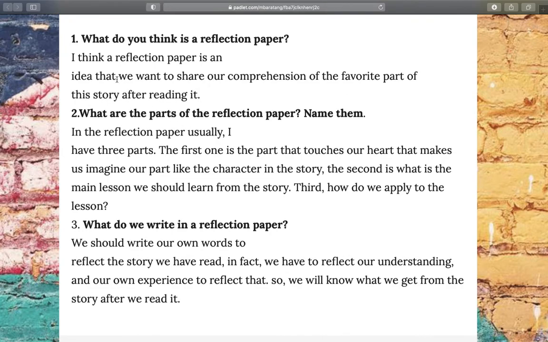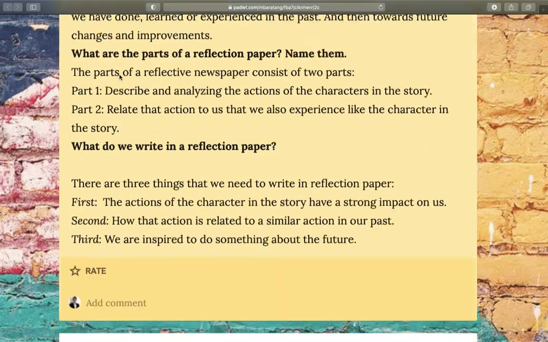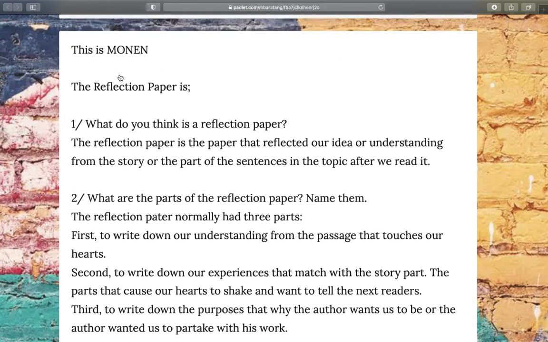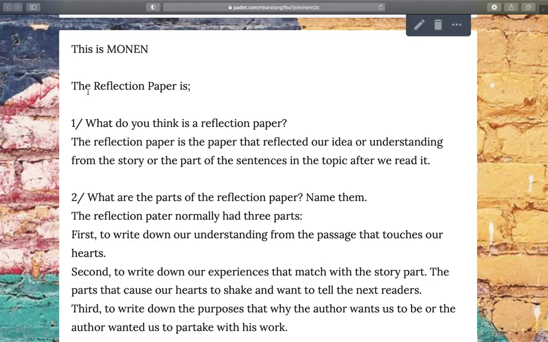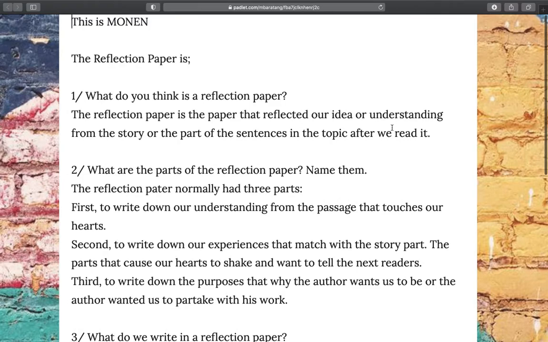I think a reflection paper is an idea that we want to share a comprehension of the favorite part of the story after reading it. Is it the same thing? Oh, okay. Sorry. Oh, did I move it? Okay, now this says a name. This is Monin. Okay. What did Monin say? The reflection paper is a paper that reflected our idea or understanding from the story or the part of the sentences in the topic after we read it. That's right. So there is this idea of how well did you understand? How well did you understand the story or what you have read?